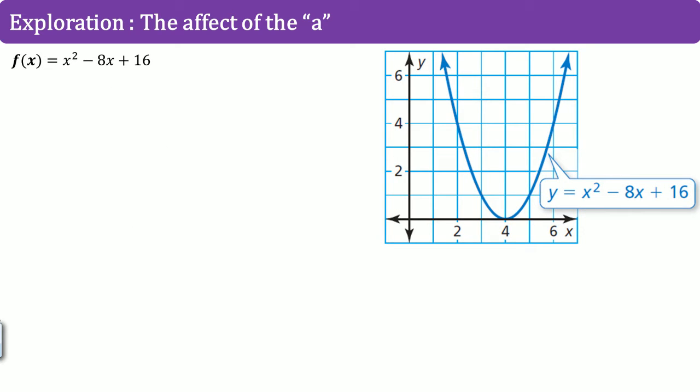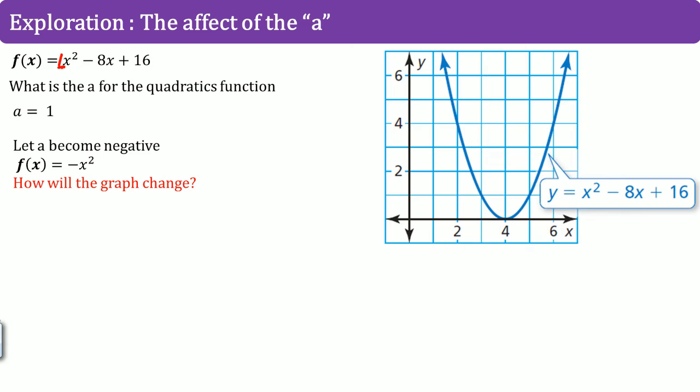Let's explore the effect of A. We have this graph from before. And the question asks, what is the A for the quadratic function? Well, it is the coefficient in front of the x squared, and it is the value of 1. So the question is this: let A become negative, so it becomes negative x squared. Let's take a look.